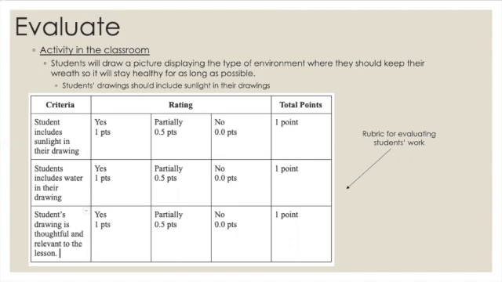After they have completed this portion of the lesson, the teacher will want to evaluate each student's drawing based on this rubric. So you have your criteria, your rating, and then of course the points that they will be awarded for each criterion. The first thing that the teacher should be grading on is, does the drawing include sunlight? Then, does the drawing include water? And then just overall quality. Is it thoughtful? Did the student put an adequate amount of effort into this assignment?